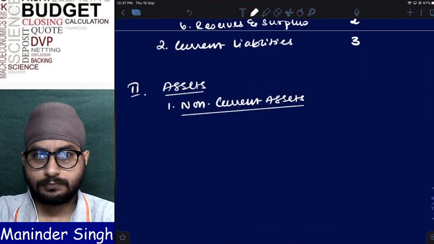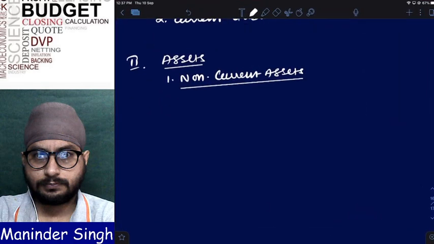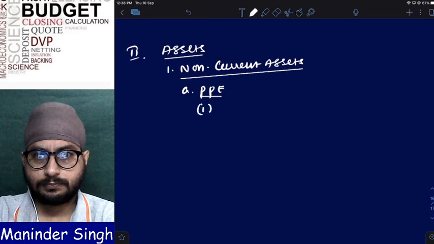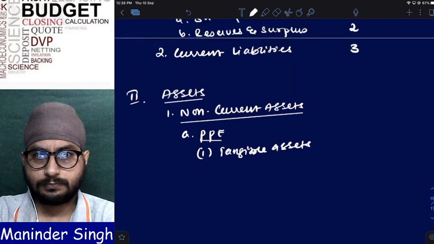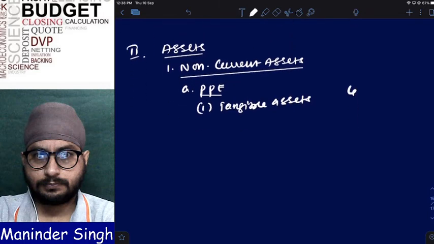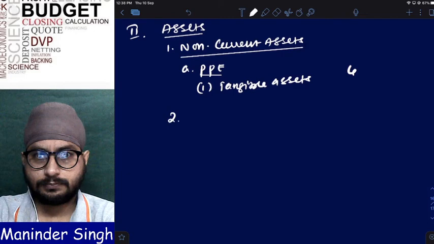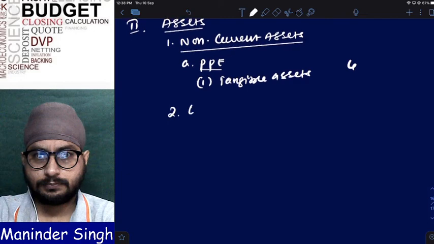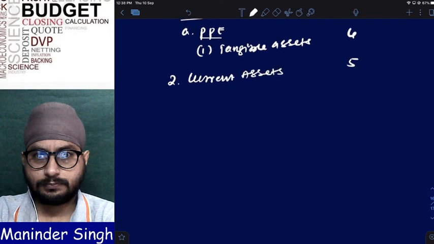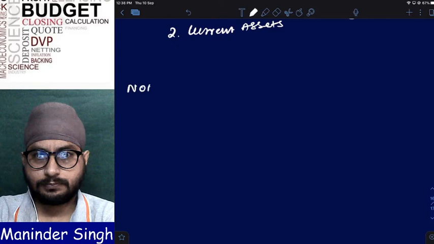Clear? Now, non-current assets, what do we have? We have property, plant and equipment. Under property, plant and equipment, tangible assets. There are no intangible assets because there is no goodwill. Next, the second one is current assets. The bifurcation of current assets is not given, so directly we are taking it. Clear? So let us start with notes to accounts.